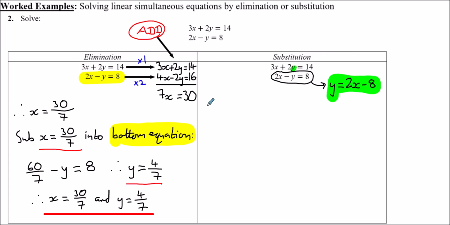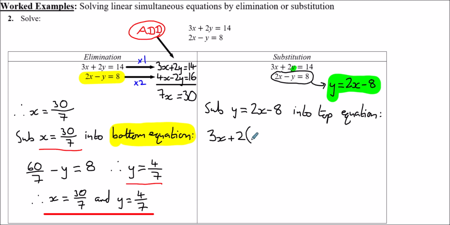And so that's what we do next. So we sub y equals 2x minus 8 into the top equation. So then we have 3x plus 2 lots of y, which is 2 lots of 2x minus 8, because we worked out that y was 2x minus 8 by making it the subject. That equals 14.